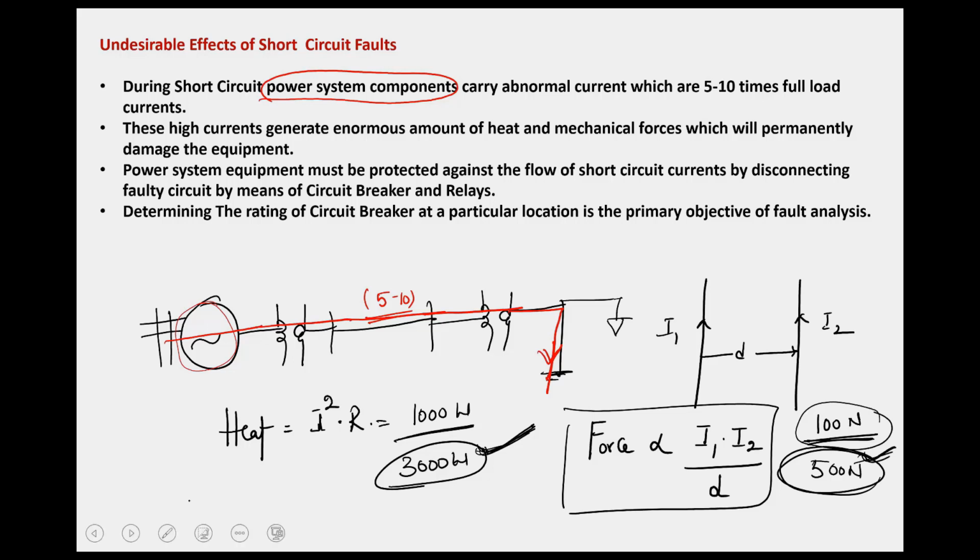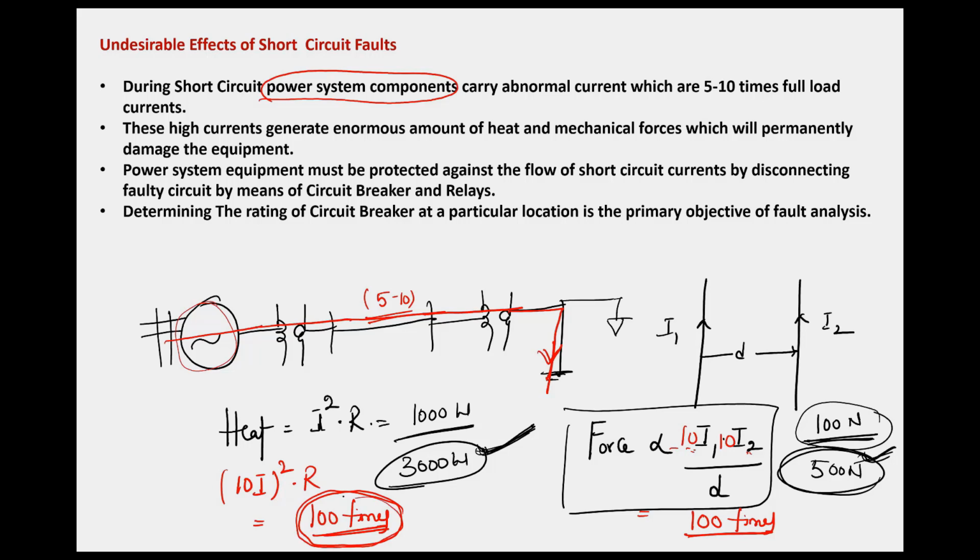But when a fault occurs, the power system carries say 10 times the full load current. When it carries 10 times the full load current, then 10 I square into R, my heat generation becomes 100 times. Even my force of attraction or repulsion, if I multiply both currents by approximately 10, it will become 100 times. So when you generate heat which is 100 times the rated capacity, and there is a force of attraction of 100 times the rated force, then what will happen? The equipment will be damaged permanently.